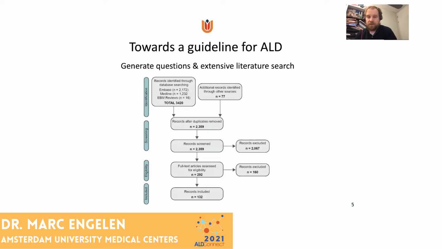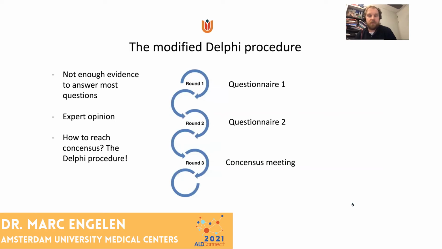With this literature review, we tried to answer most of those questions, but as expected, there was not enough evidence for most of these practical problems, either because no studies had been done or because the studies were very small or retrospective and therefore not really conclusive. And what we generally do in medicine, if there is not enough evidence, we try to go to the next best thing, and that is the expert opinion of people who have lots of experience in the field.